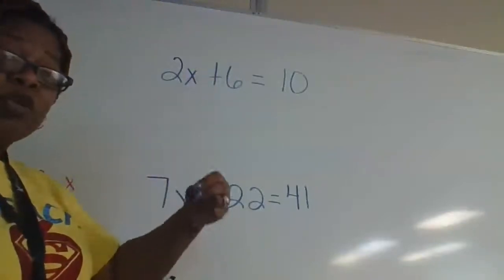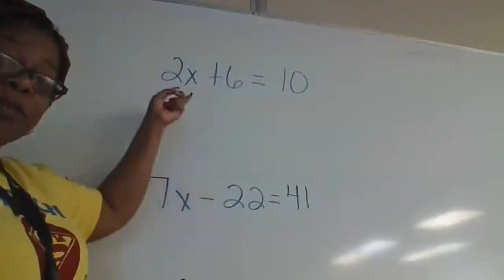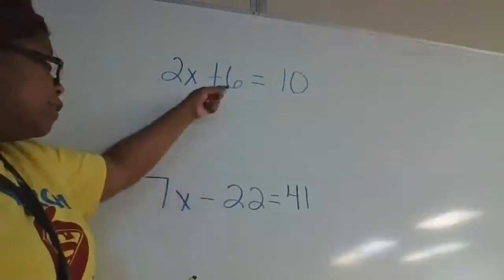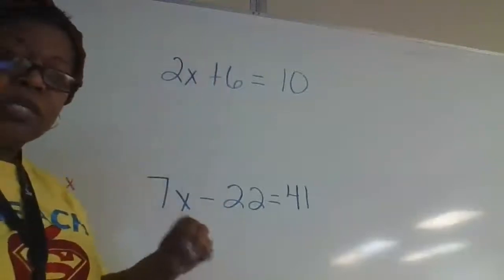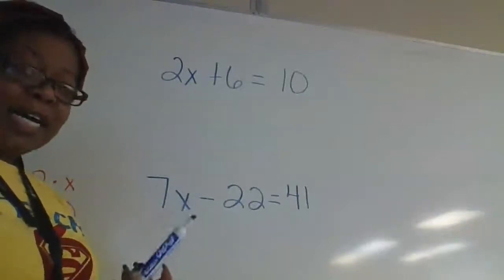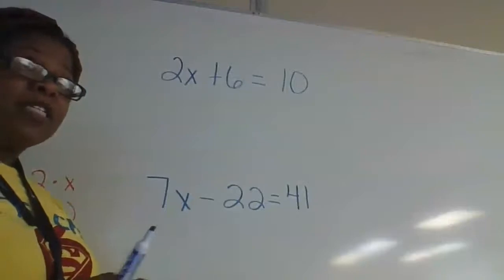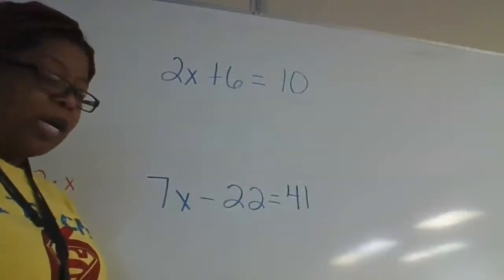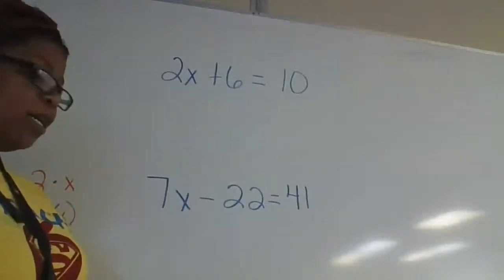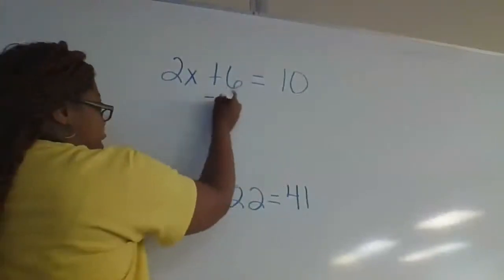So that means we're going to use the opposite operations to solve. If this is multiplication, we're going to use division. If this is addition, that means we need to use subtraction. The question is, what do we get rid of first? Again, another scenario where we get rid of the number that is furthest away from the variable. In this case, it is 6. Because it is plus 6, we are going to do the opposite and subtract 6.